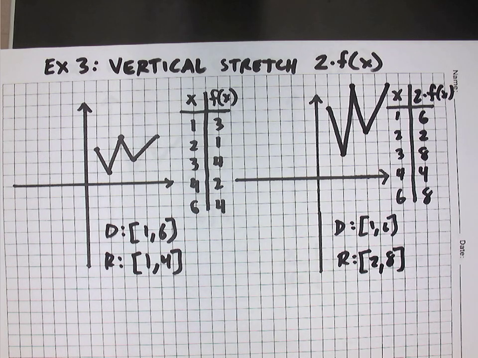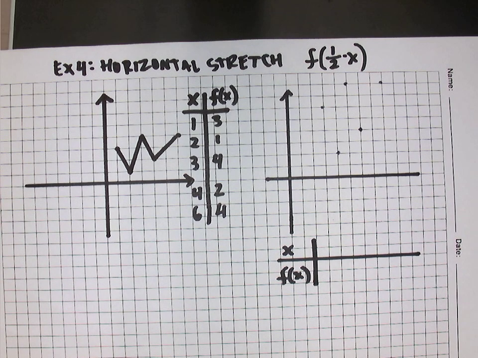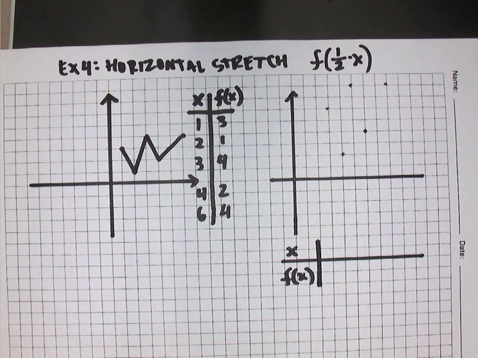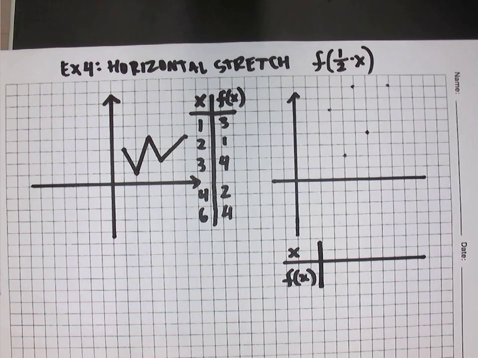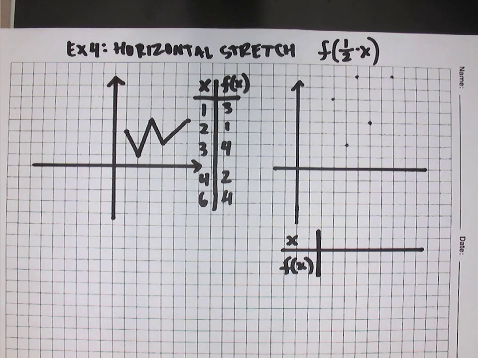Okay, one last example. This one's going to be a horizontal stretch. So as we learned in the example with the horizontal shift, the horizontal stretch, or the things that affect the inputs, are a bit backwards.